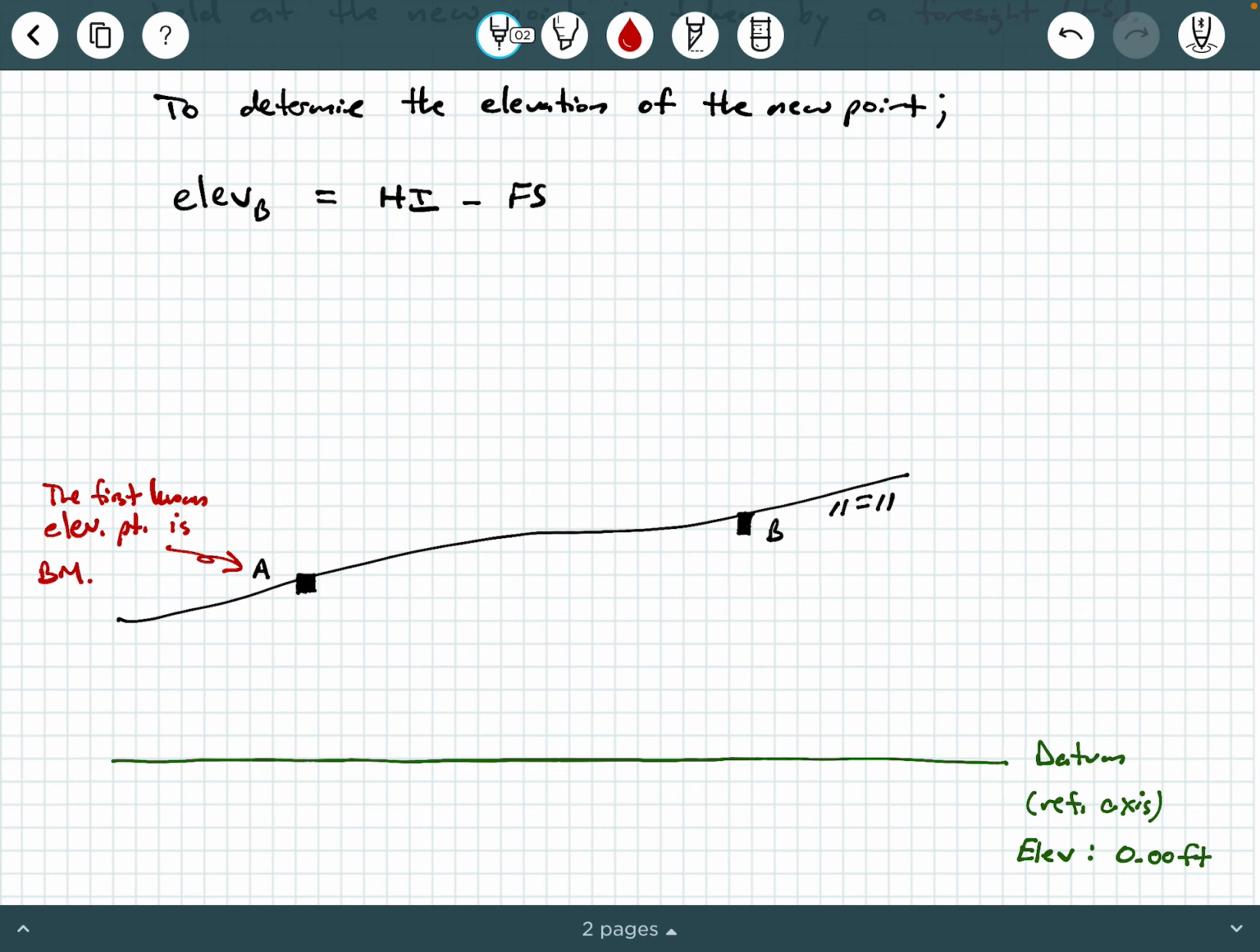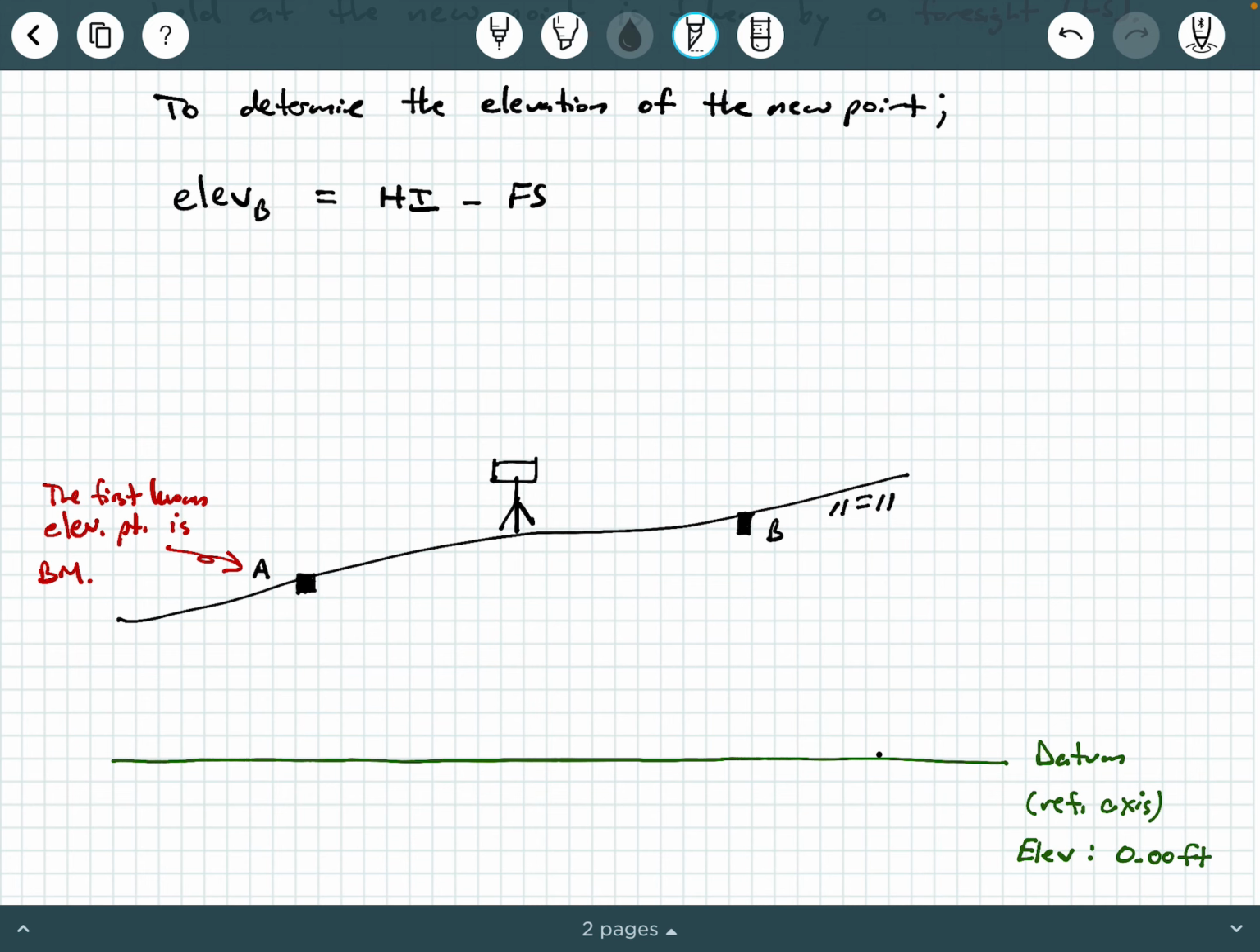So here's what we do. We take our instrument, which typically is an auto level, and we set it up on a tripod. So I'm going to draw a little tripod symbol here, and here is my instrument. That's my little scope, okay? And we set it up approximately halfway between the point that we know the elevation of and the point where we're trying to determine the elevation, approximately halfway, okay?